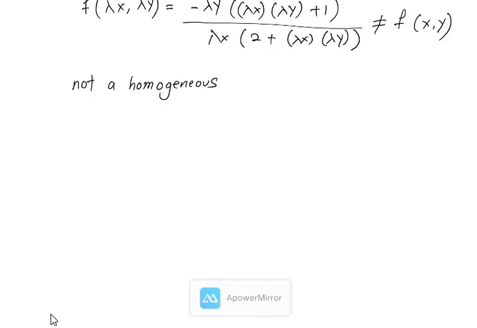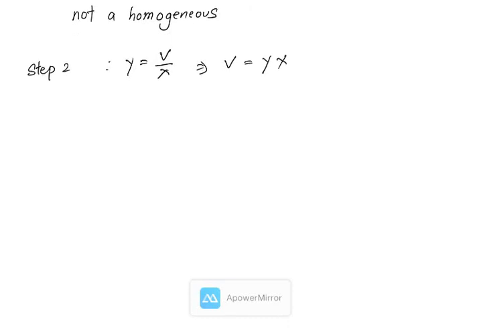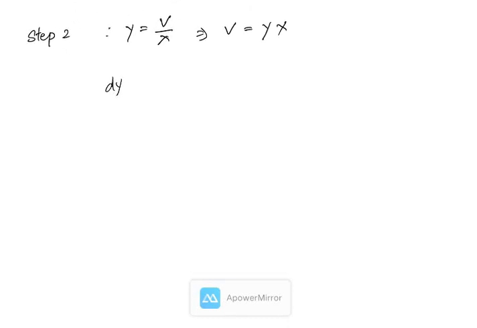So what do we have to do? As I told you just now, we use the transformation y equal to v over x. So therefore v equal to y multiplied with x. Therefore we get dy over dx equal to x dv over dx minus v, divided by x squared. Do you know how to obtain this one?